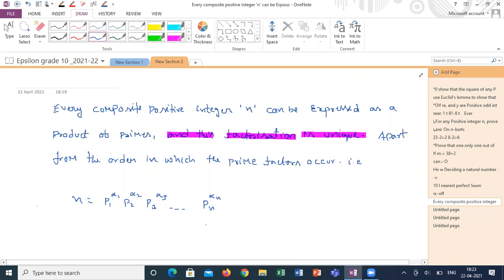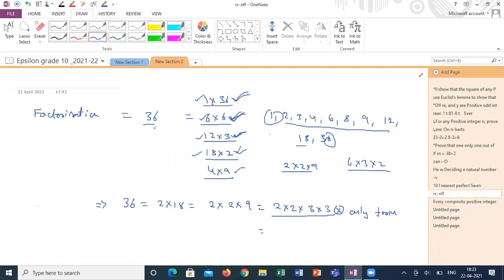Is it possible to write 36 with some other prime products? No, sir. Even if you take 4 and 9, finally I will get 2 square into 3 square. Even if I take 18 into 2, finally I will get 2 square into 3 square only. Even if I take 12 into 3, I will get 2 square into 3 square only. So when I convert everything into primes, finally I will get a unique solution. That is only the fundamental theorem of arithmetic.